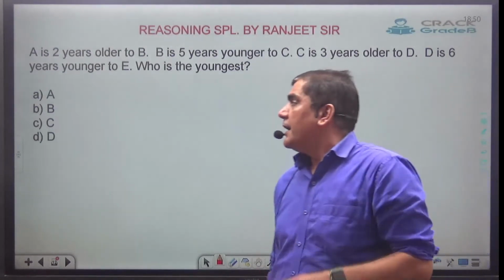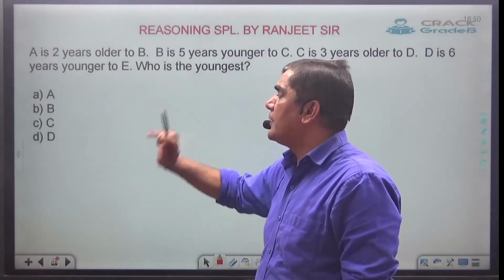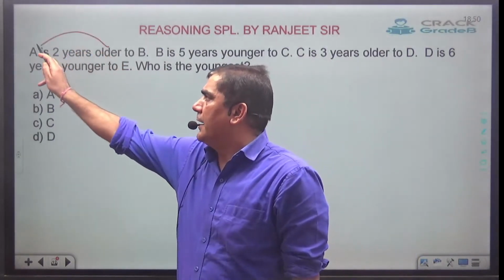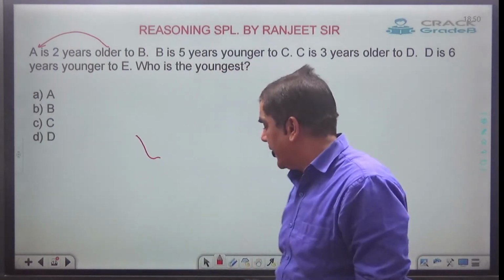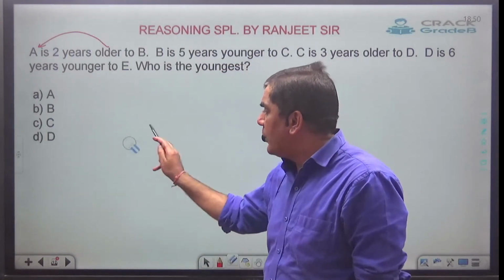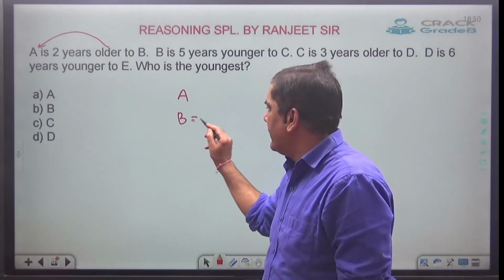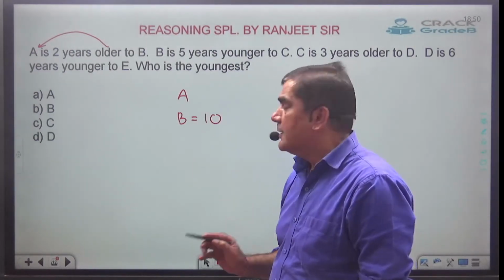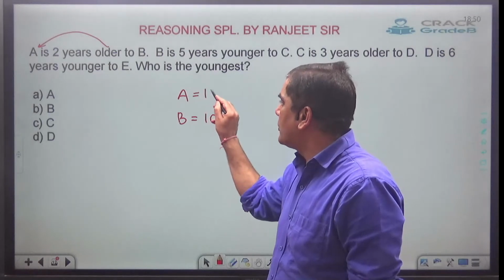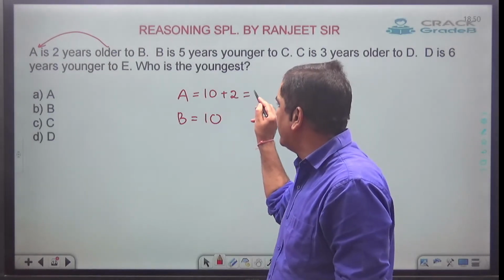Now, let's see. Here they're saying A is 2 years older to B. So who is older? A. How many years? 2 years. Then what? B. So what I will do, I will assume the age of B to be 10 years. So if B is 10 years, then A will be what? 2 years elder, means A will be 12 years.